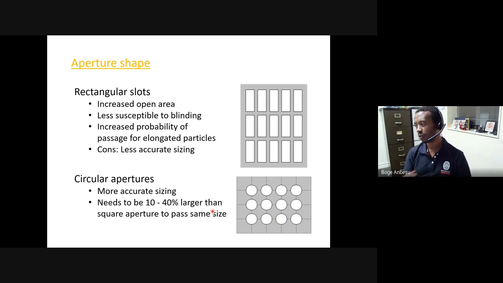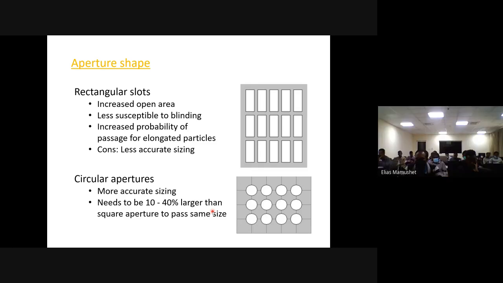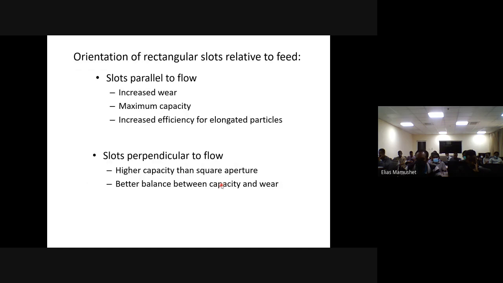But of course, you need to be aware of the limitations of each of these. For example, if you have circular apertures, that will mean you have a small fraction of open area, and the capacity reduces significantly. So either you need to increase the area of the screen itself, or you need to run it quickly to compensate for capacity. In any case, you need to consider the pros and cons of different screen shapes.